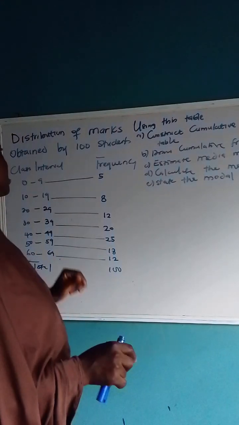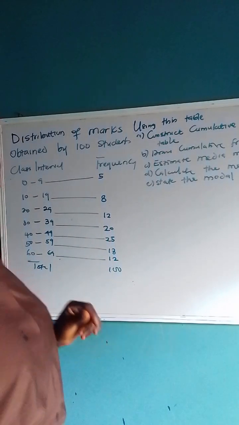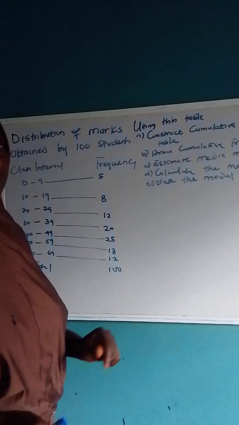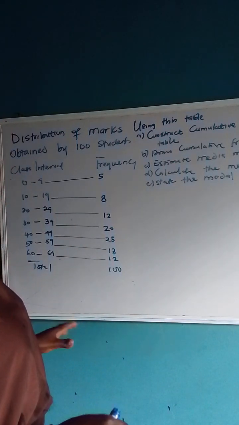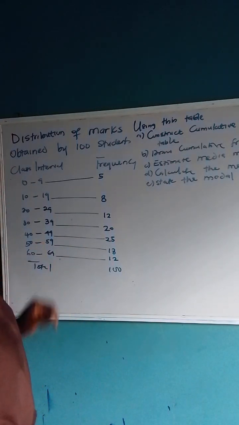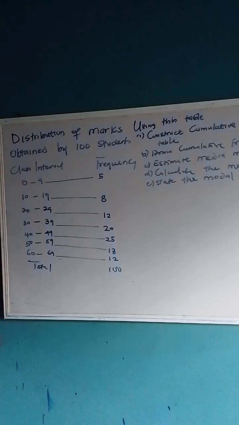This single question can gain you 15 marks in your worst exam. Let me read out the question to you. The question says: distribution of marks obtained by 100 students. So this is the distribution of marks.